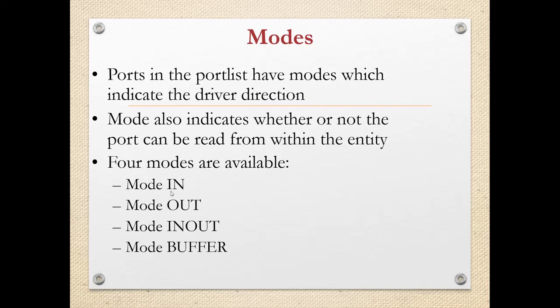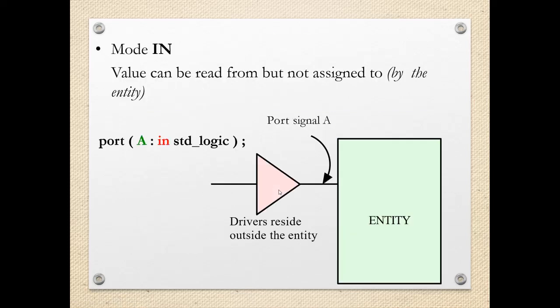If that pin or signal is to be assigned as an input, then we can declare the mode as in. This is the example. In the entity you can see the signal A is coming in, and then we declare that as a port inside a round bracket, with the name of that port given as A. The mode is in, and then the type is STD logic, that is the standard logic.